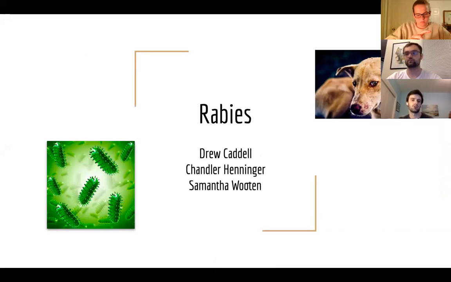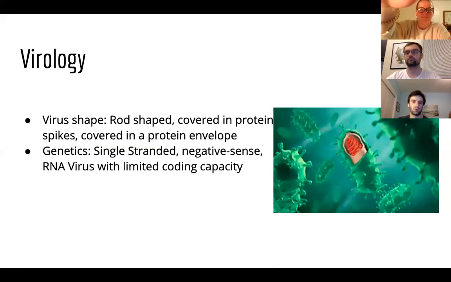So for our presentation, we chose the virus of rabies. Rabies is a rod-shaped or pill-shaped protein that is covered in spikes made up of glycoprotein. Approximately on each viral cell, there are 400 glycoprotein spikes. The entire cell is typically covered with a protein envelope made up of matrix protein.